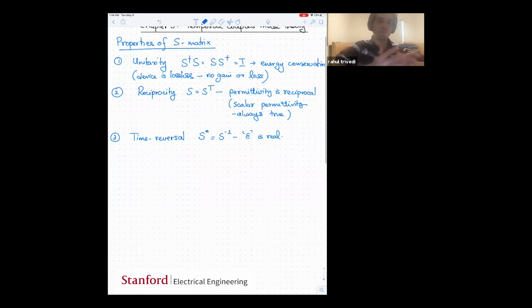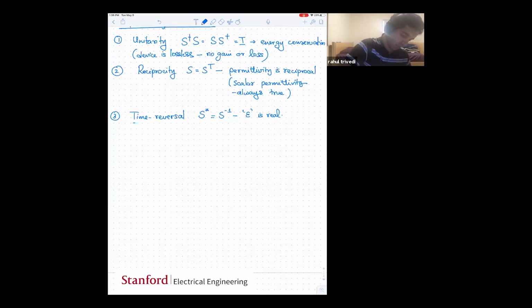So these were a few things that we derived. We looked at their counterparts in Maxwell's equations, and then we looked at what the consequences were for the scattering matrix. So let me remind you what the statement of time reversal was, because we're going to use it today.